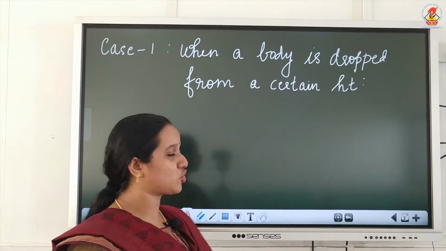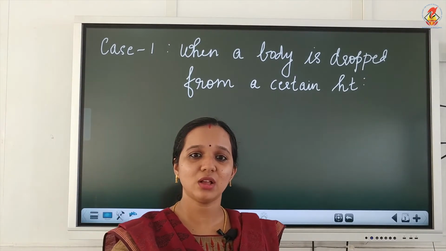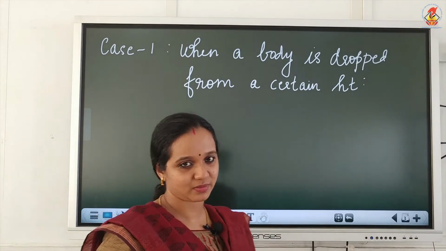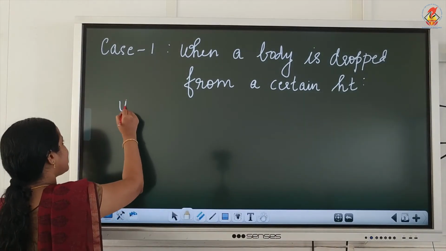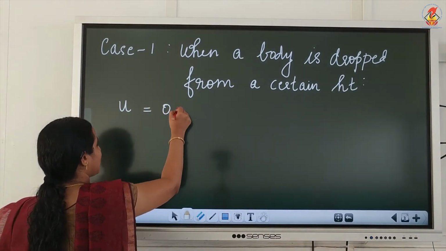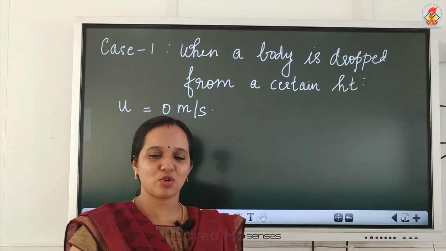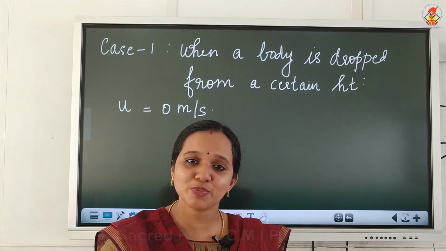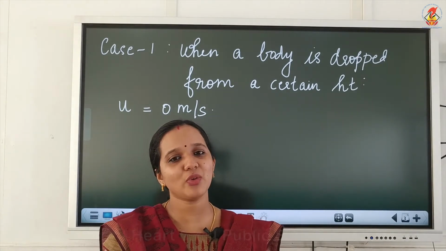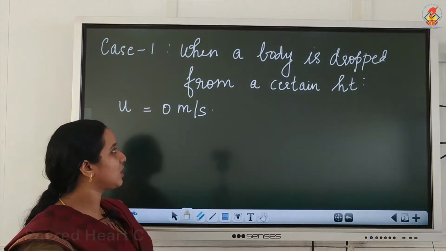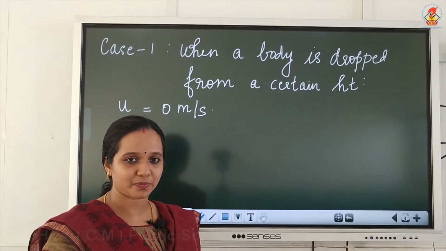Initially the body was at a height. That means the initial velocity of the body was 0. Since it was at rest at a height, the initial velocity of the body is 0 meter per second.